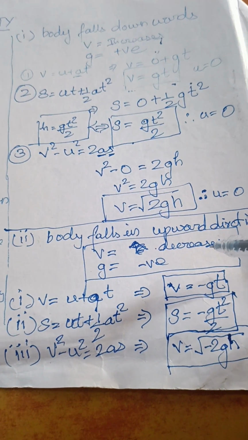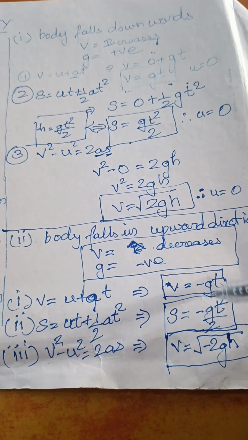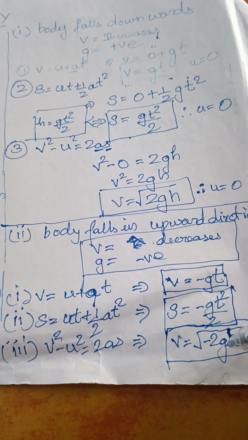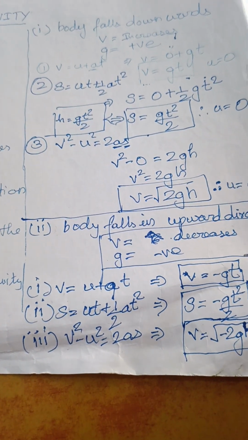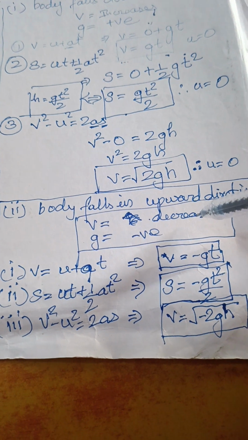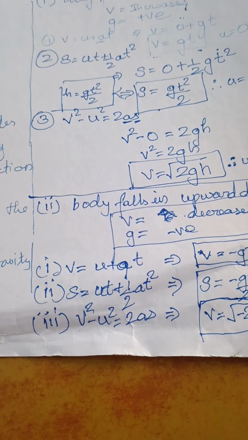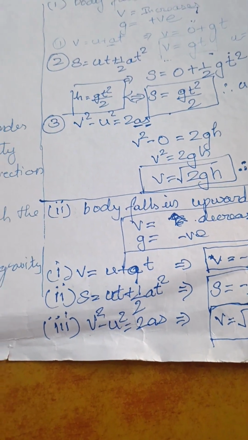Correspondingly, in the upward direction, the body will be moving along the upward path, and each and every term will be negative because it is the upward direction. So v will decrease, and g will be negative because it is against gravity.